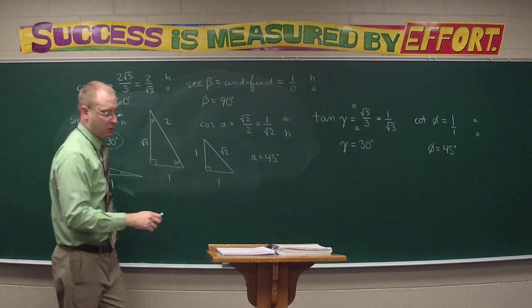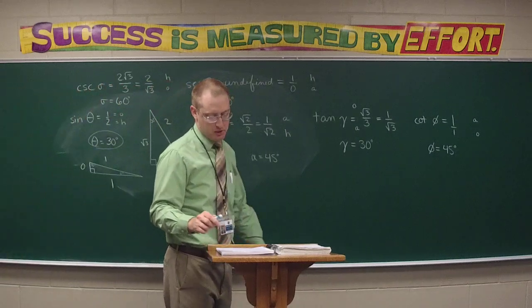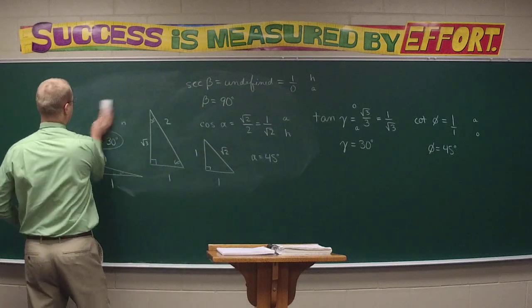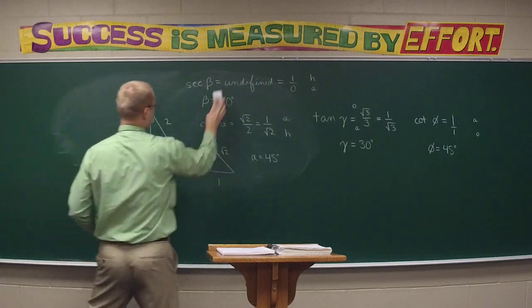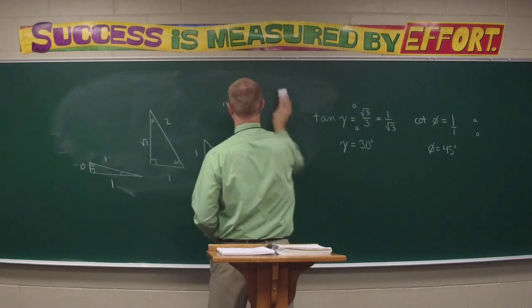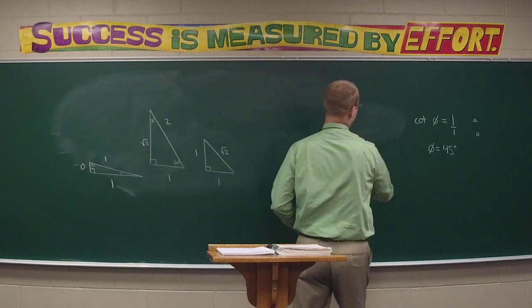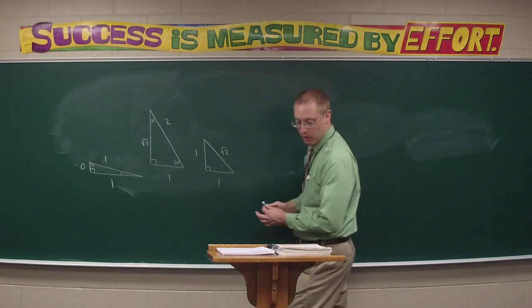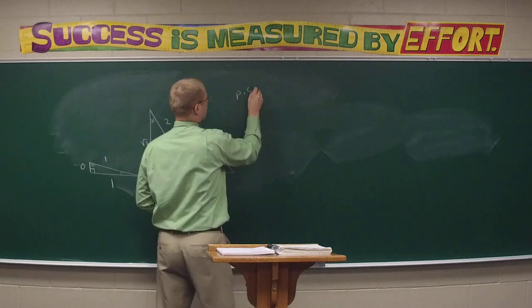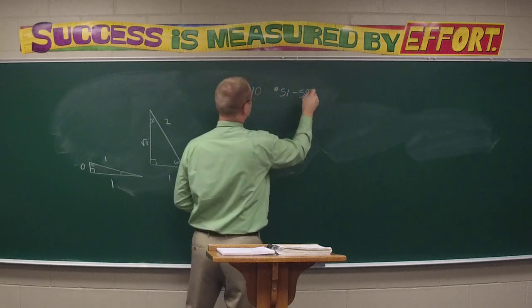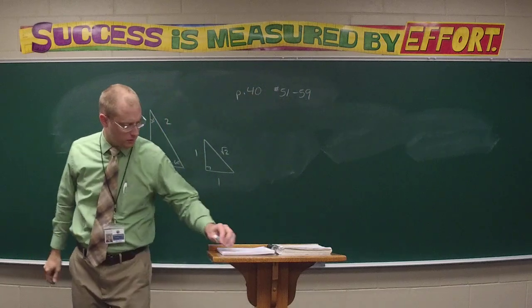Turn your textbooks, if you would, to page 40, and I want you to do numbers 51 to 59. Let me go ahead and leave these triangles on the chalkboard for you, or you could draw them on your own paper. Page 40, numbers 51 to 59.